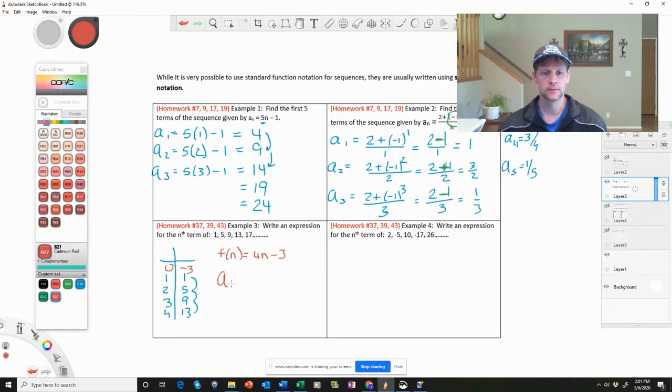So in sequence notation, that's a sub n equals 4n minus 3. And you can always check to see if you're right by plugging in a number. Like saying, all right, let's try to find, I don't know, the third term. So let's plug in a 3 there. And I get 12 minus 3, which is 9. Is the third term 9? Yeah, so I did it right.